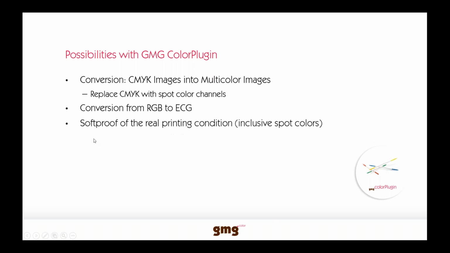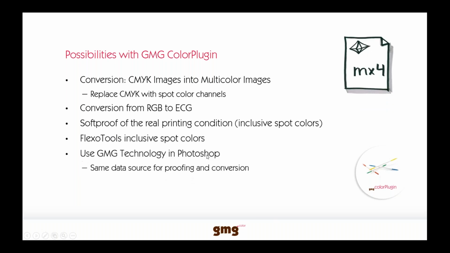Also, of course, the soft proof function, so you can really see on your monitor, including spot colors, how it will look later in your real printing condition with the real print substrate, and all the impacts you have on the color appearance. And of course, we have the flexo tools included. That means you can also adjust the min dot and see where our min dot problems are. And overall, you have GMG technology within Photoshop. So our MX profile. If you noted already from proofing, you have it in Photoshop. And at the end, you have also the same data source for proofing and conversion.